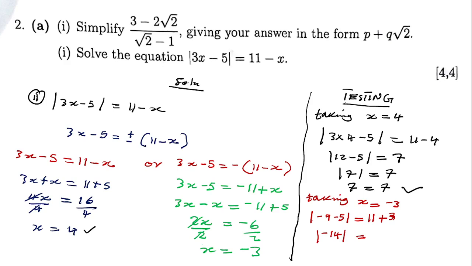So this one is 14, and this one is also 14, because the modulus of -14 is 14. So this one is also an answer. Therefore the solution set is x is equal to 4 and x is equal to -3. That's how easily you can work out that particular question. Do we have any questions so far, ladies and gentlemen? Any question?